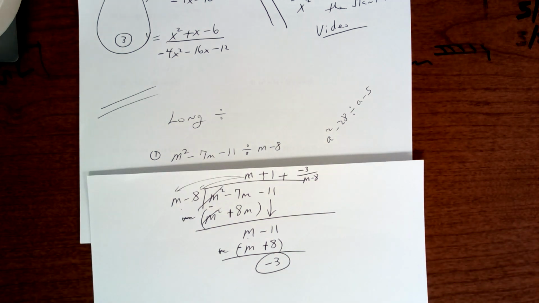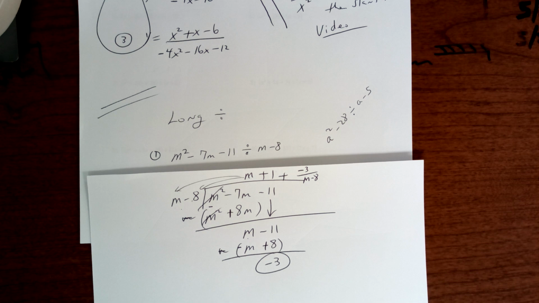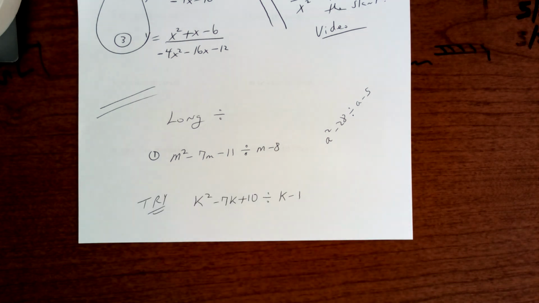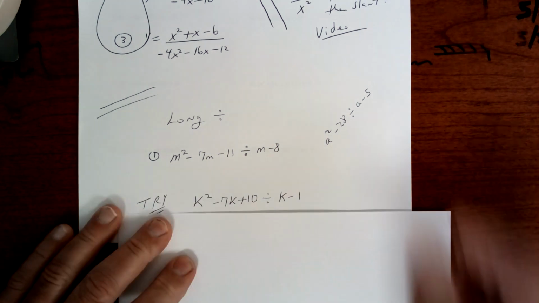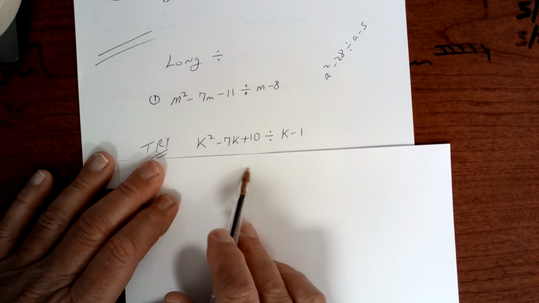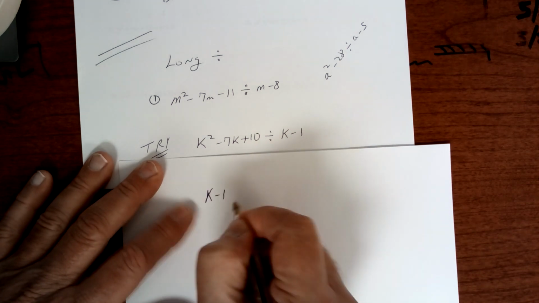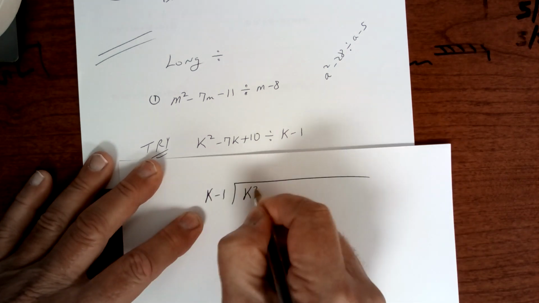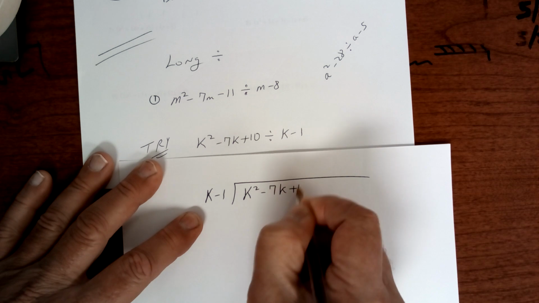And you have to be able to do that to get the slant. So I have to stop and teach this to you. So look up here. We're going to do long division again. Try this one right here. So set it up. K minus 1. Now try and do it.